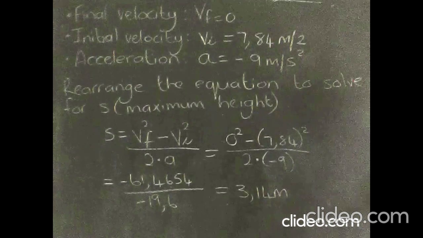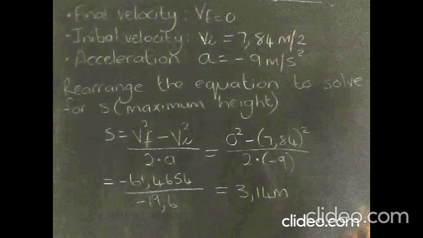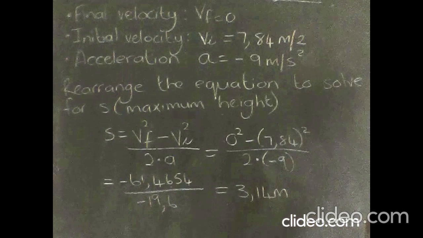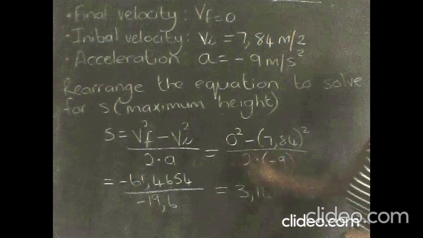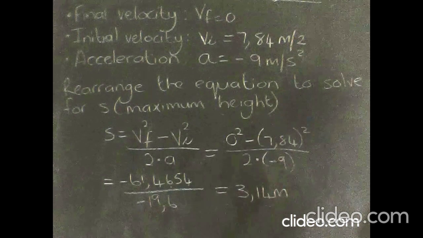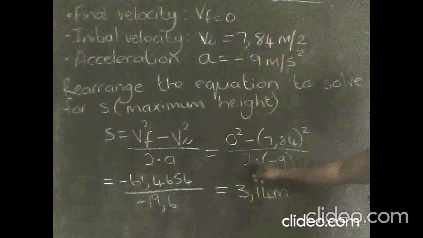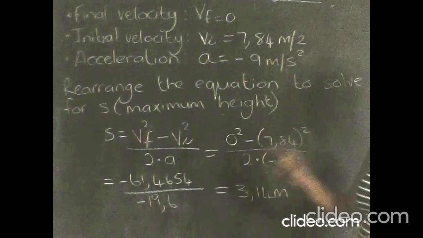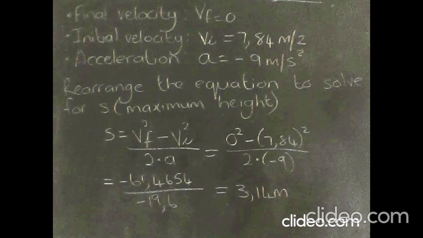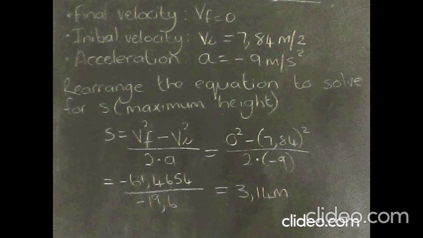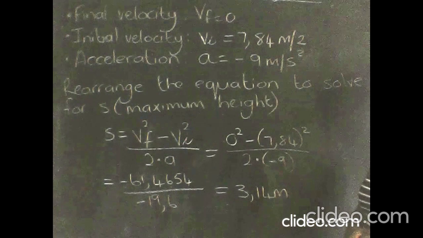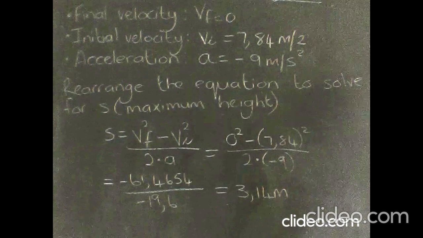So 7,84 squared gives us negative 61,4654, and this is because of the negative that is there, right? Because 0 minus that number would give us a negative in that answer. And 2 multiplied by negative 9 gives us negative 19,6, right? So our final answer is 3,14 meters. That would be the maximum height.